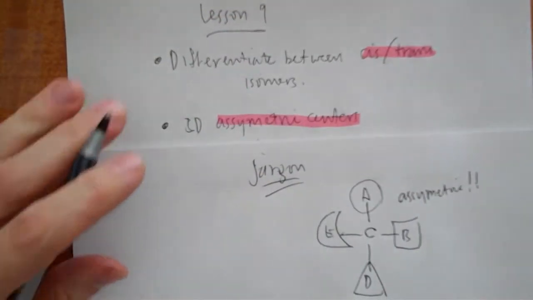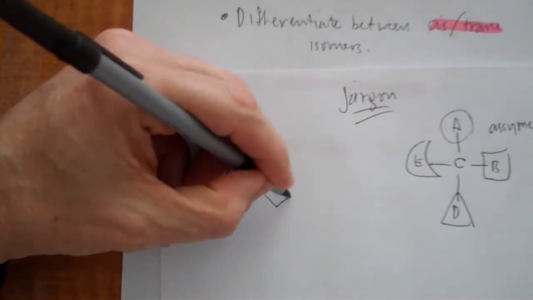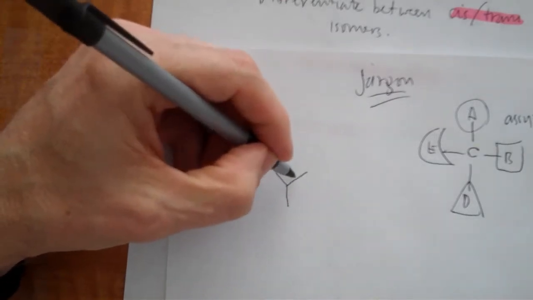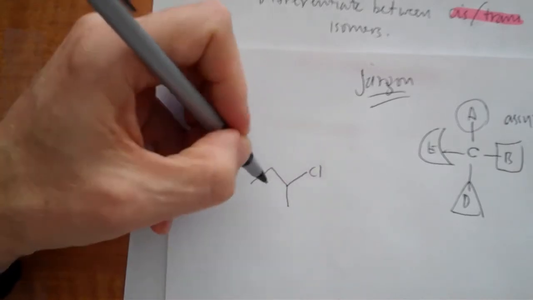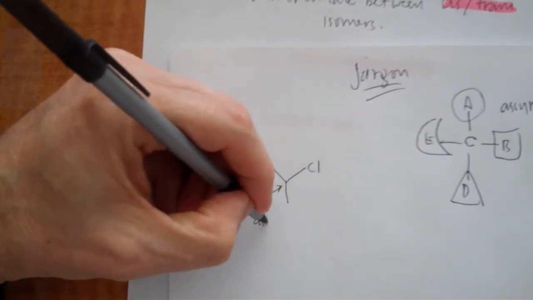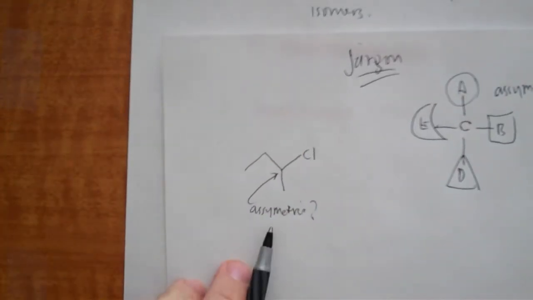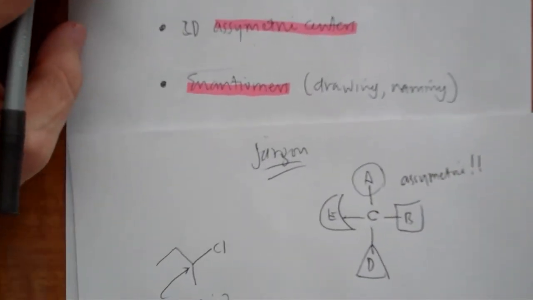Now let me leave you with a quiz question. 1, 2, 3, 4, 5. Is this an asymmetric center? That's the question. Is that asymmetric? And let's go on to the final objective.